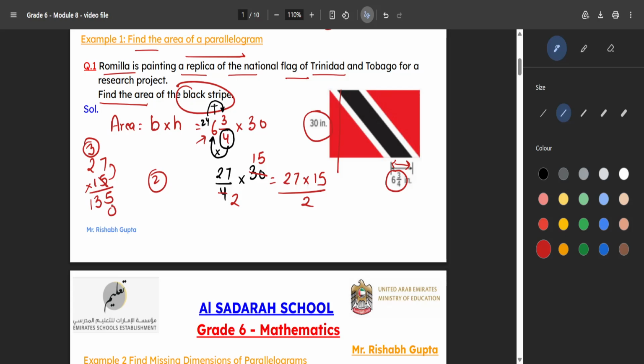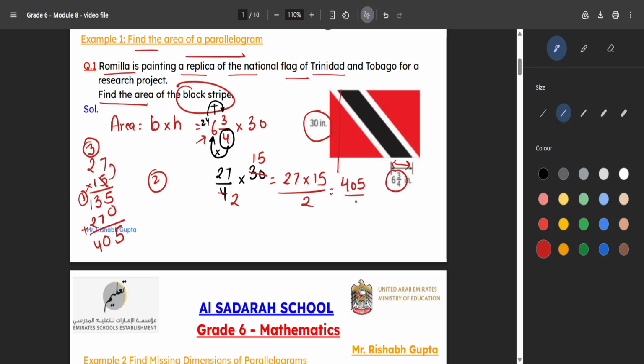Put a 0 for the 5. Now start multiplying with the 1. 1 times 7, 7. 1 times 2, 2. Finish. Now add them. 5 plus 0, 5. 7 plus 3, 10. 0 here, 1 up. Now 1 plus 1, 2. 2 and 2, 4. So it will be 405.